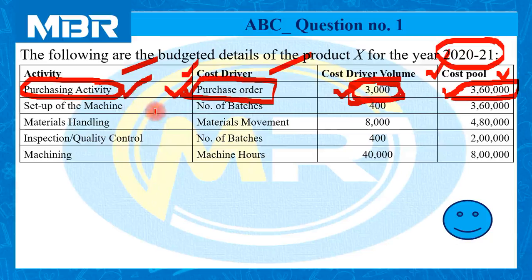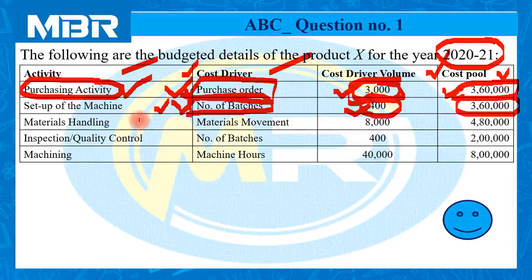Second, setup of the machine. It is the second activity. How to allocate this expenditure? The base is given. It is allocated on the basis of the number of batches or number of jobs. On average, we will commence 400 batches during the year, and the approximate expenditure is rupees 3,60,000.